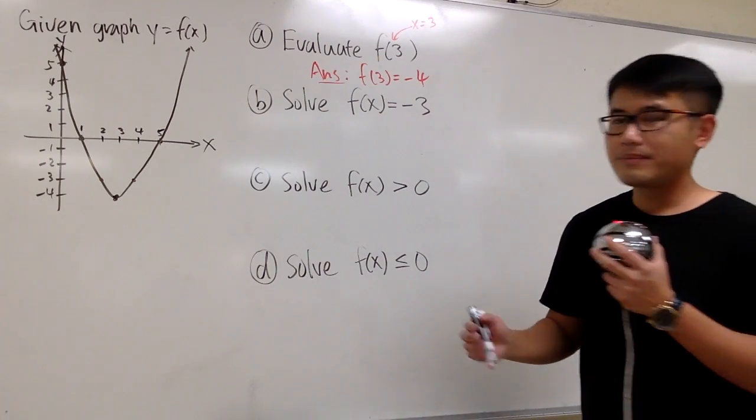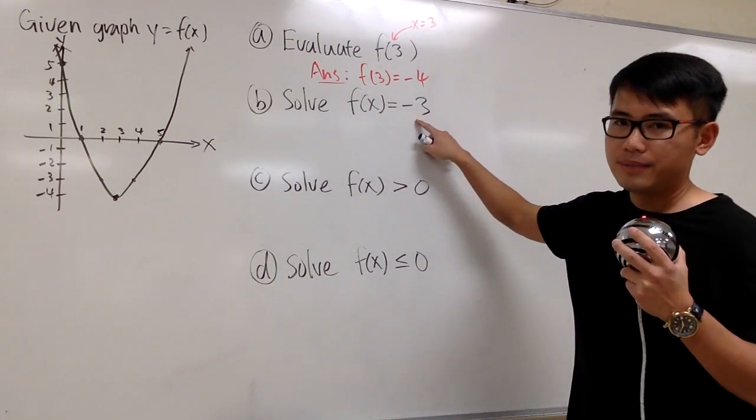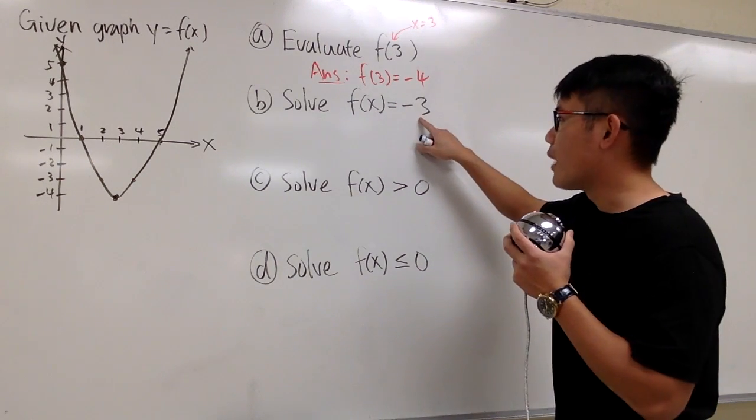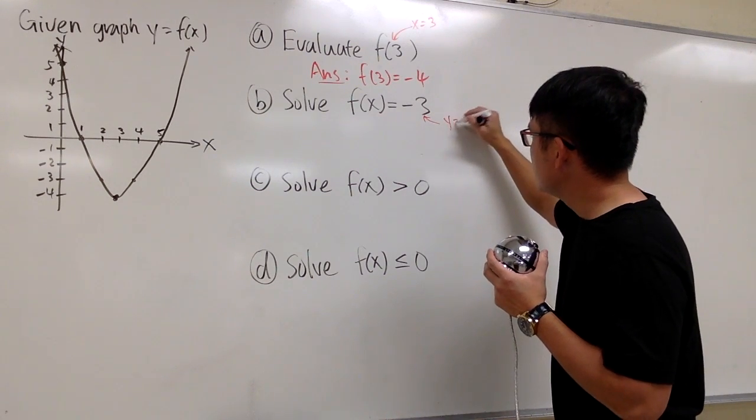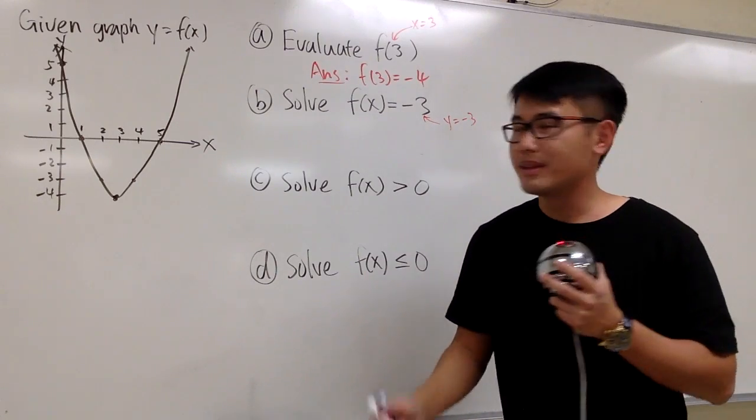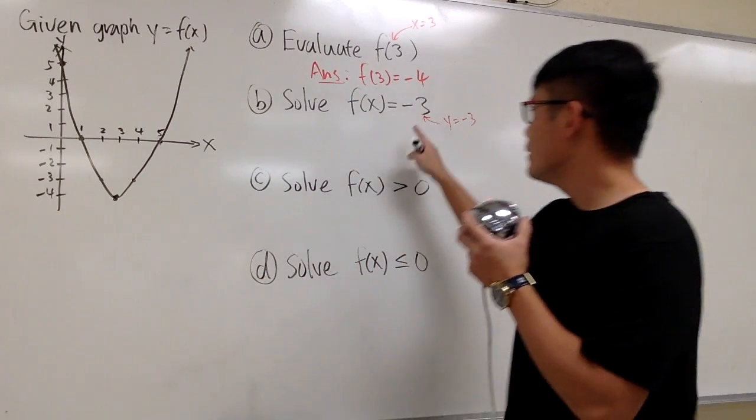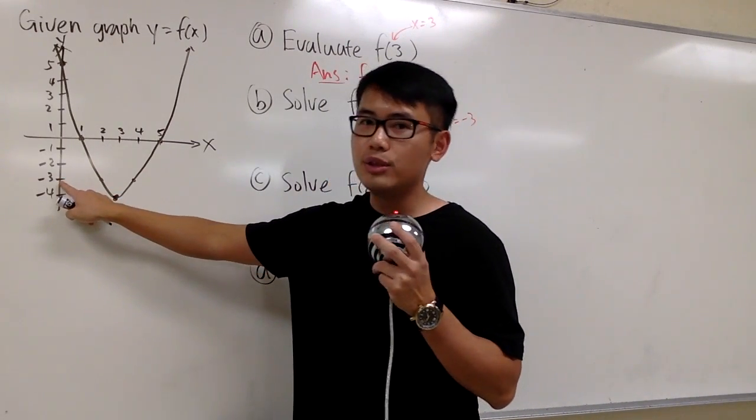And for the next part, we are going to solve the equation f of x is equal to -3. Well, in this case, we don't know what x is. We only know the y value. This right here is the y value. We know it is going to be -3. Well, what's the x value? Once again, let's go to the y-axis this time. And we have y is equal to -3. And you see y is equal to -3 is right here.